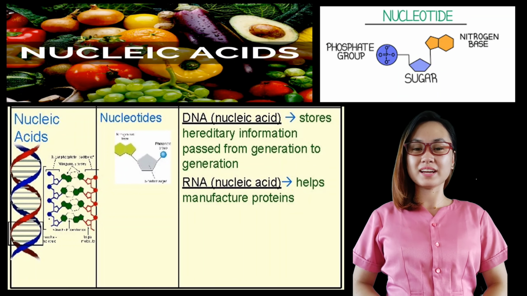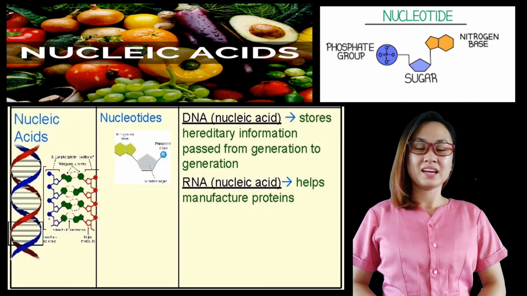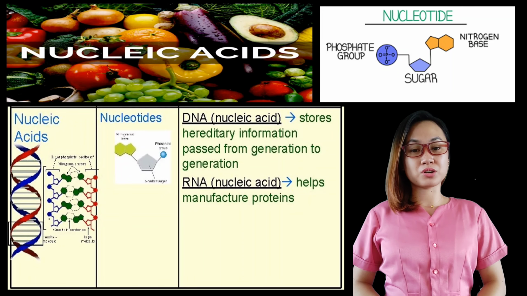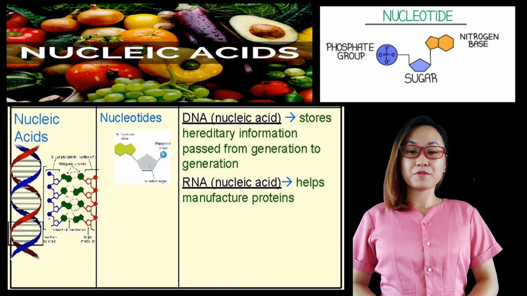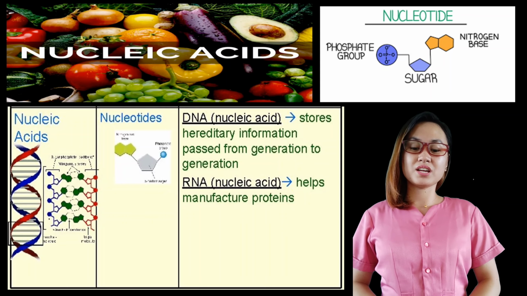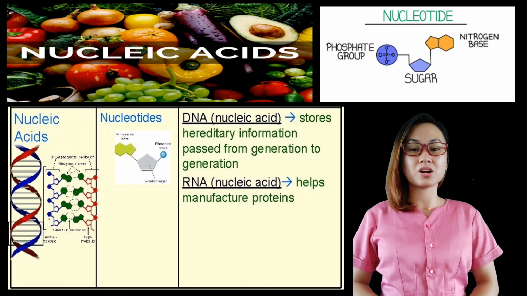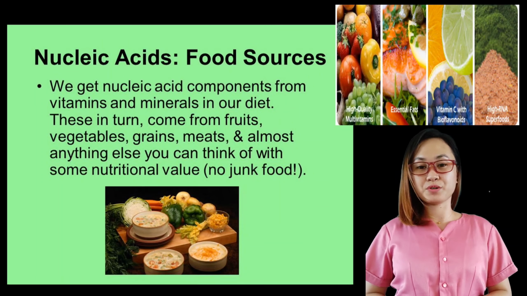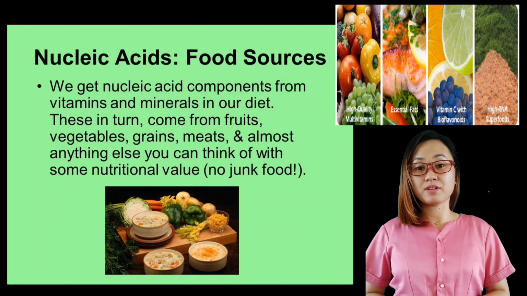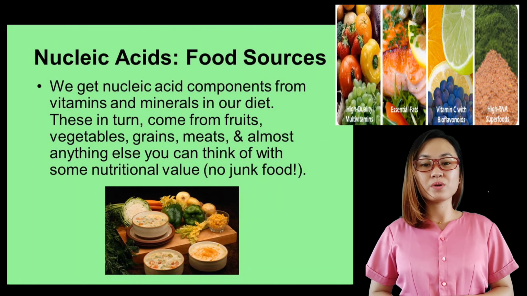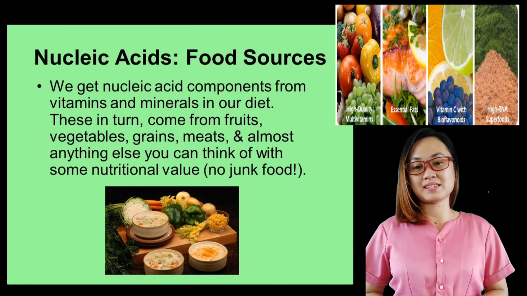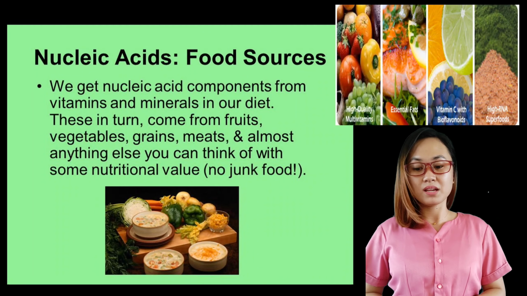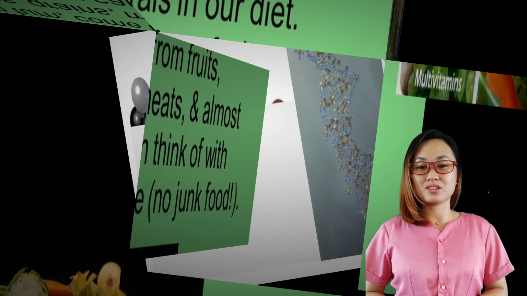As for the key points, nucleic acid is composed of nucleotides. Nucleotides are mainly a phosphate group, sugar, and nitrogen base. DNA stores hereditary information passed from generation to generation, and the RNA helps in the manufacture of proteins. As for nucleic acid food sources, it is commonly found in vitamins and minerals. So anything that we can think of that is high in vitamins and minerals is a source of nucleic acid. Examples are fruits, vegetables, meats, and of course, no junk food.